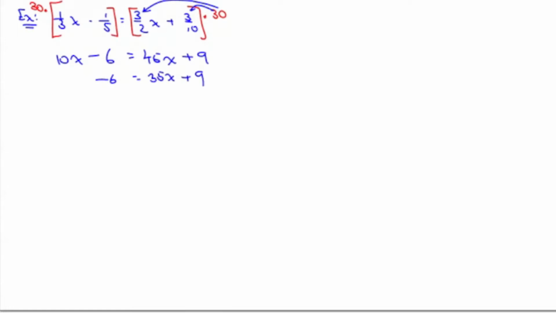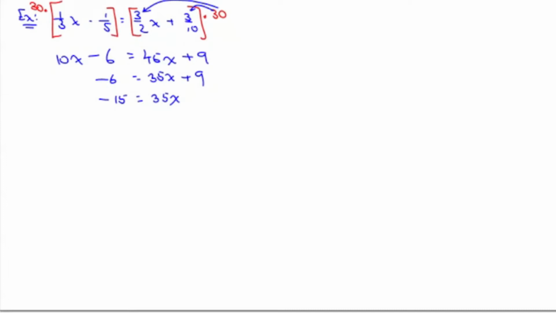Now you can move the 9. Because you want to get it away from the x. You're trying to get the x by itself, isolated. So you're going to subtract 9 from both sides. And this becomes -15. Again, if you do make that sign mistake, show your work underneath. It's not a big problem. It's actually a better thing. I'd rather you do it that way. And then this side becomes 35x.